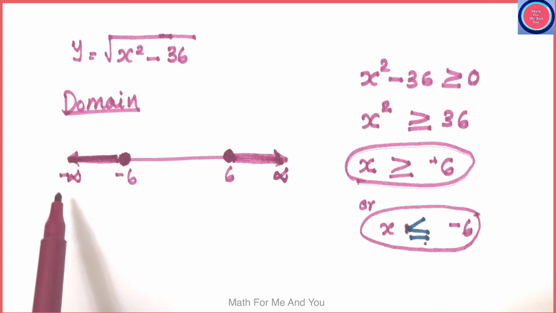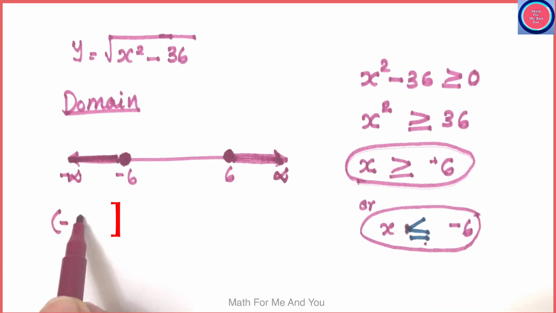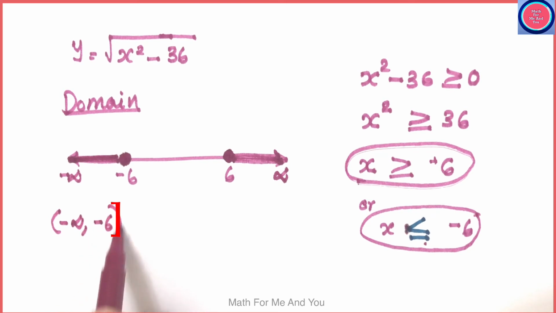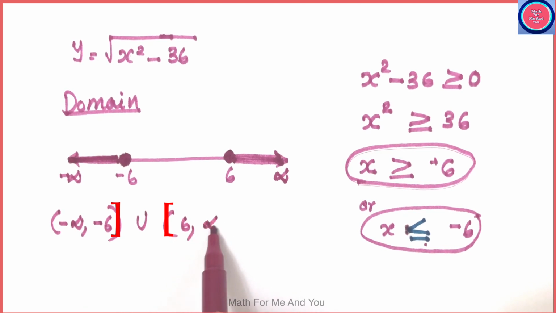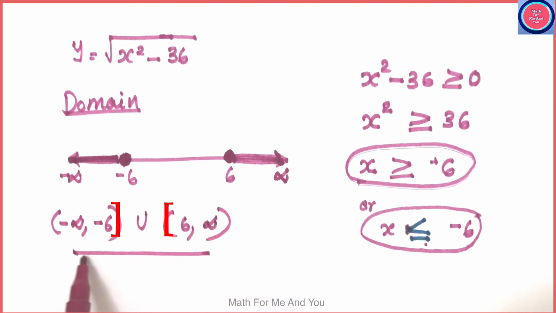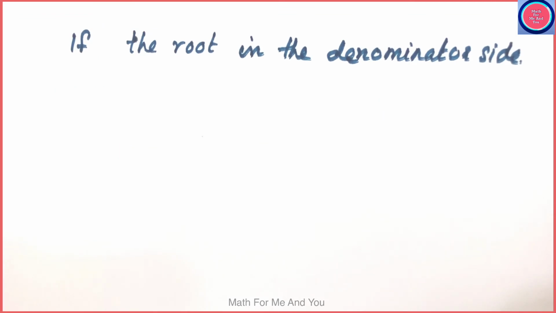Now how can we write this interval? We can start from left to right. So we have to write minus infinity to minus 6, and minus 6 closed, union from 6 to positive infinity, 6 closed. For both negative infinity and positive infinity, on that side we have to use simple brackets to show they are open.